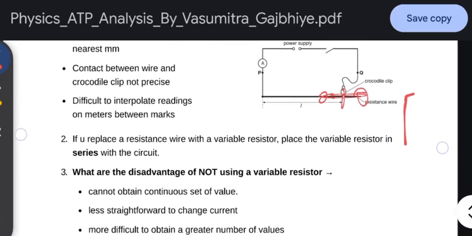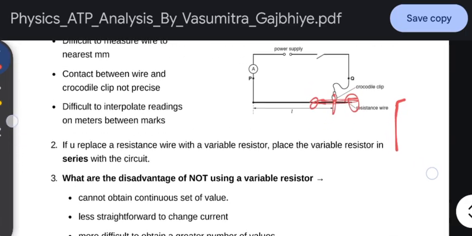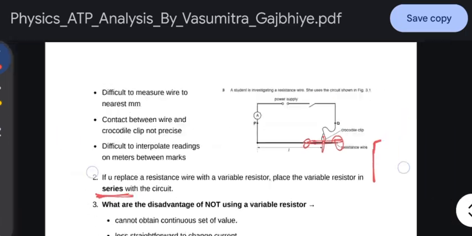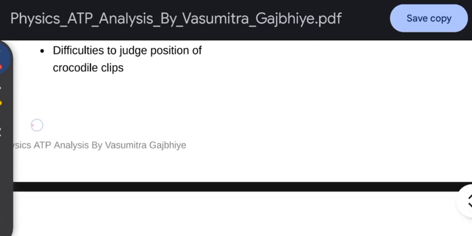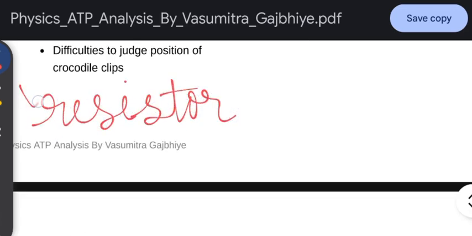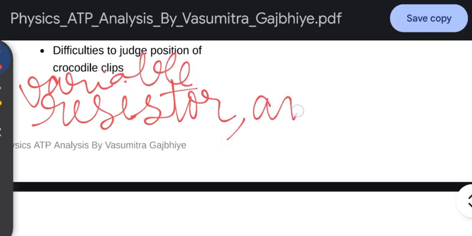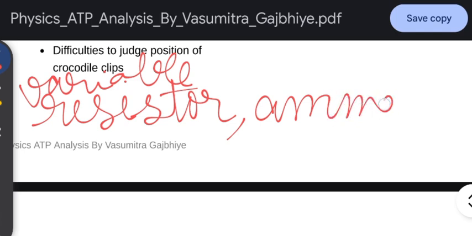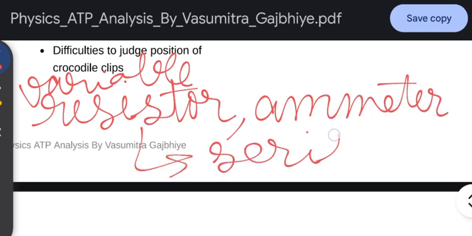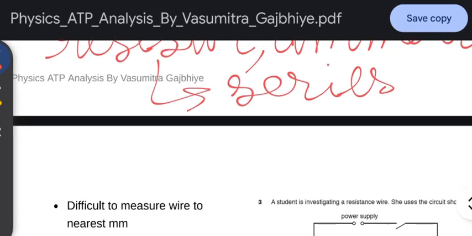Now, if you replace a resistance wire with variable resistor, place the variable resistor in series. So this is something you all should remember. Resistor, that is variable resistor, and ammeter. Ammeter. They are always placed in series with the circuit.